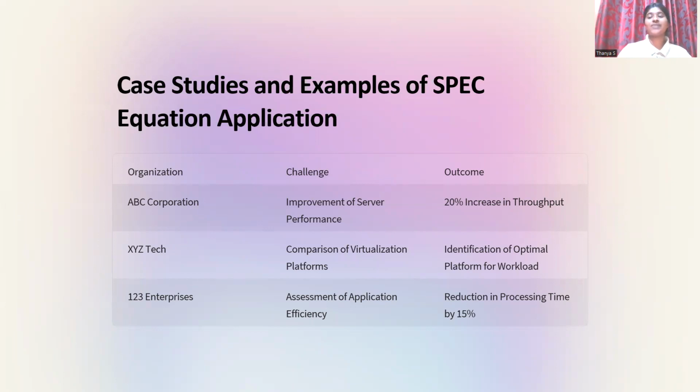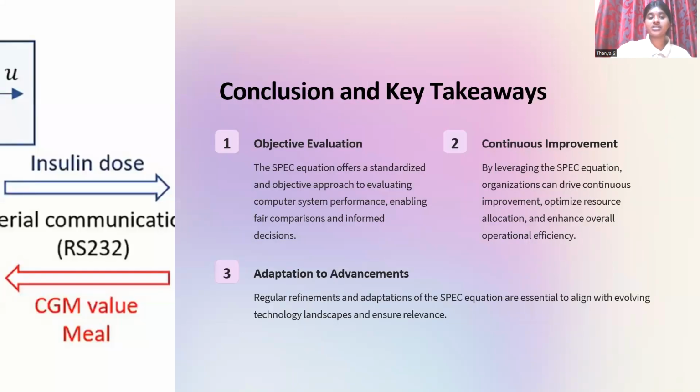Next is XYZ Tech, where comparison of virtualization platforms is the challenge and the outcome is identification of the optimal platform for a workload. The next one is 123 Enterprises. So the challenge is assessment of application efficiency. The outcome is reduction in processing time by 15%.